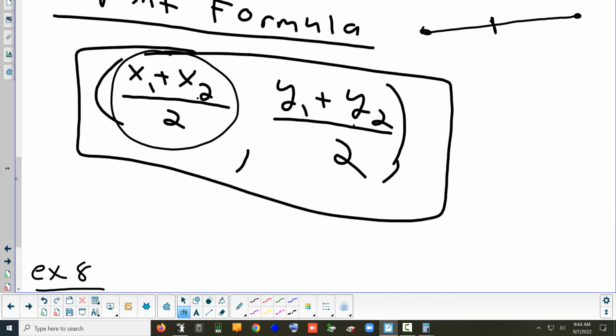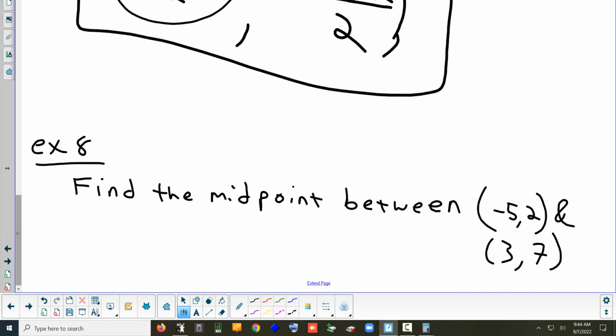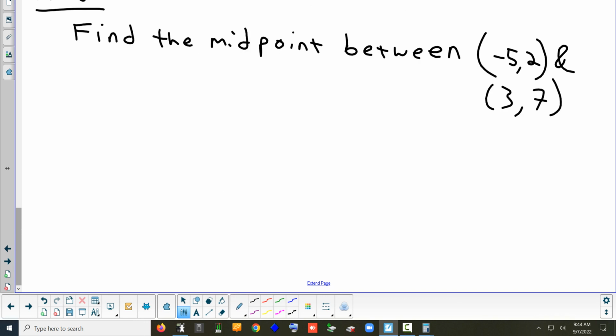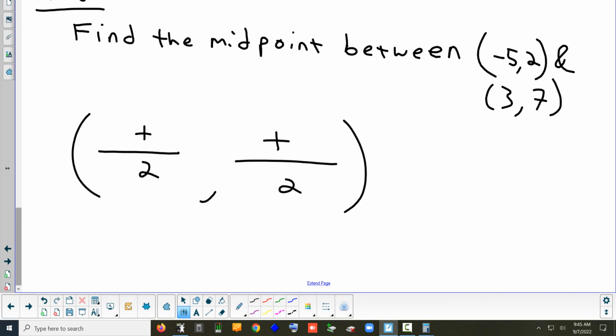Okay, does everyone have the formula? Okay. So let's see if we can find the midpoint between those two coordinates: (-5, 2) and (3, 7). Again, I usually just like to write the formula down that I'm going to use, and now I'll fill it in.